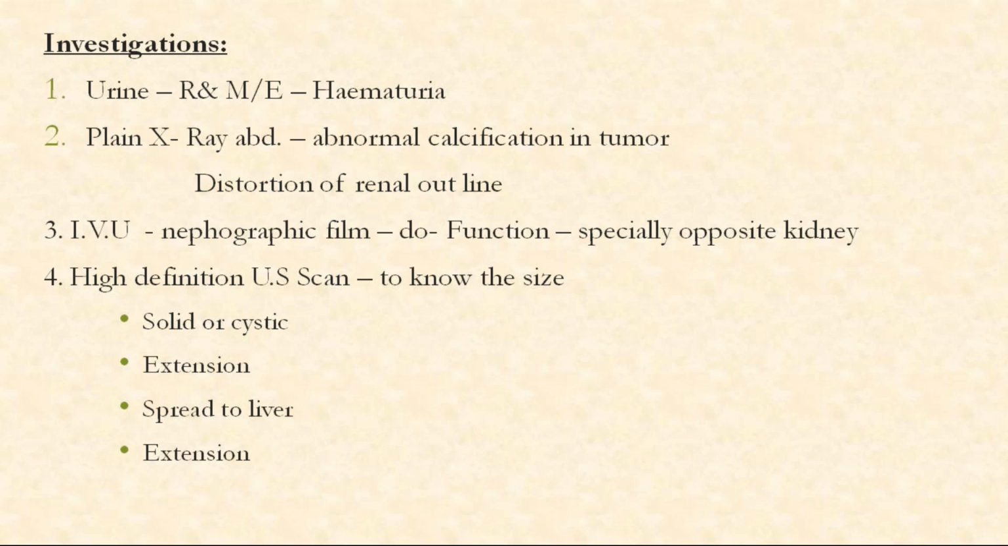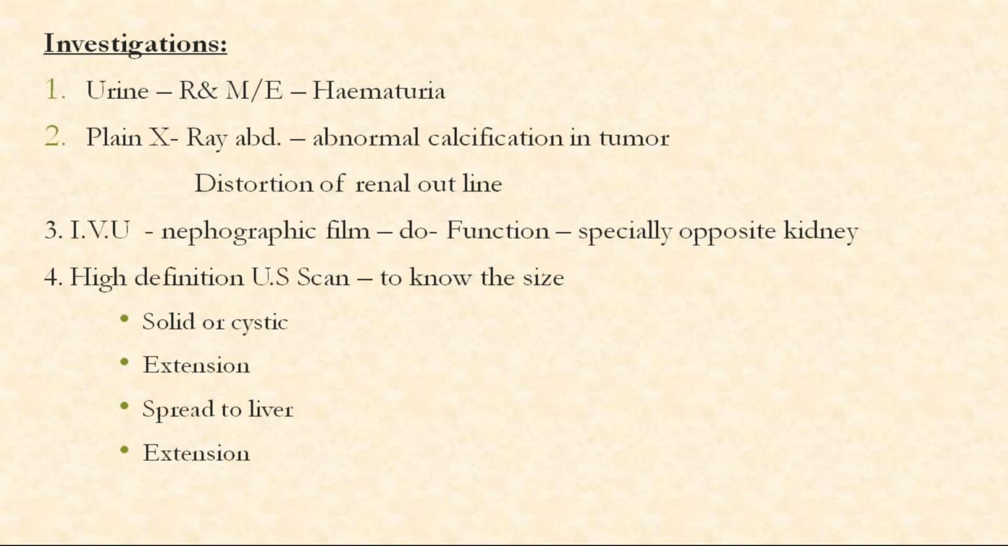So what are the investigations for renal cell carcinoma? The routine investigations like urine examination for microscopic or macroscopic hematuria you should do. Next, plain X-ray of the abdomen. A long-standing tumor can also produce calcification. You can easily see the calcification in the kidney. There is a distortion of the kidney outline on a plain X-ray of the abdomen. Next, the investigation of choice is intravenous urography. Intravenous urography is also useful to know the functional status of the kidney. Suppose bilateral renal cell carcinoma is there, which kidney is functioning or not, you can know by doing intravenous urography or pyelography.